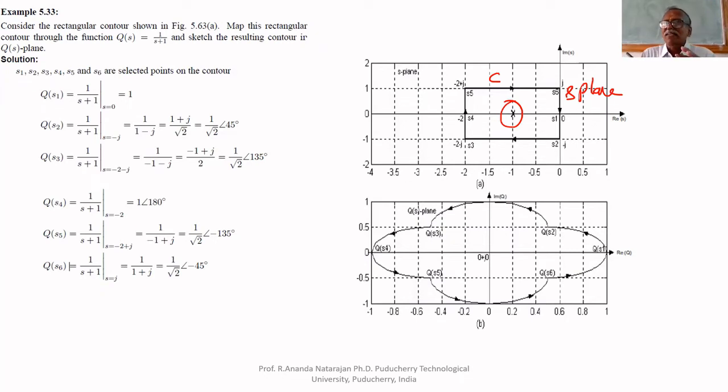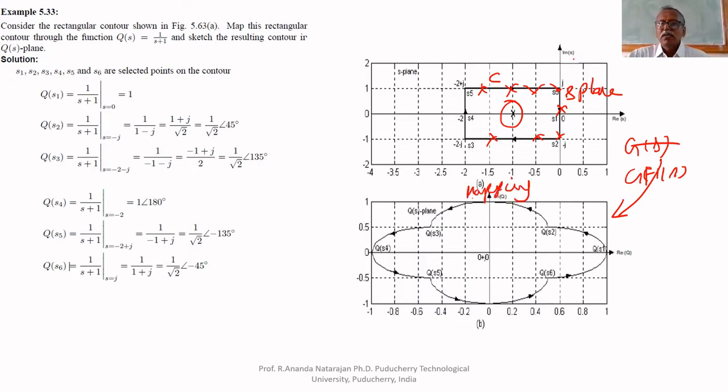The contour is selected in such a way that the pole is inside that contour. If I do the mapping, how to do mapping? Select many points on this contour and substitute them in G(S)H(S). You get many points, GH1, GH2, GH3, GH4, like that. I plotted all these points and you got this mapping.